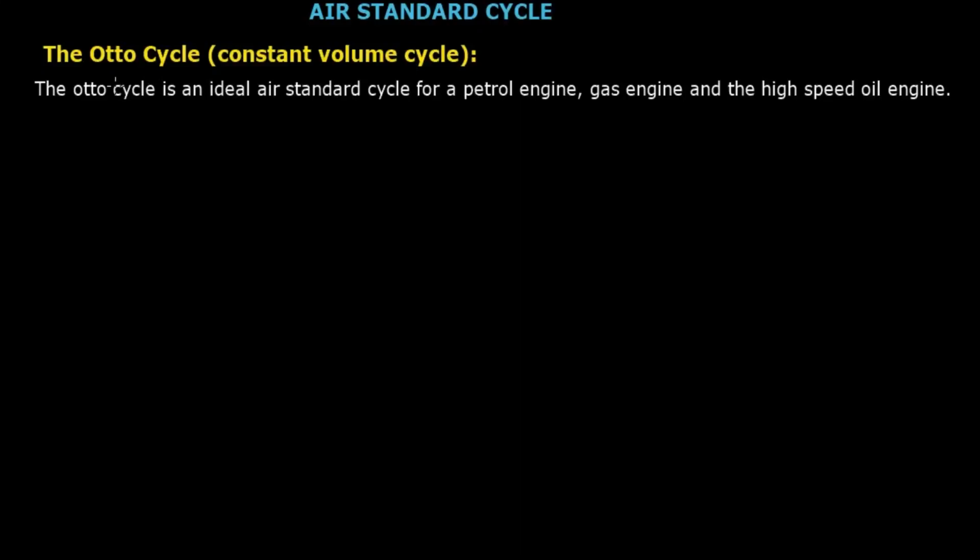So the first on the list is the Otto cycle, which is a constant volume cycle. So what's an Otto cycle? An Otto cycle is a closed system, though it's an ideal air standard cycle for a petrol engine, gas engine, and the high speed oil engine too.